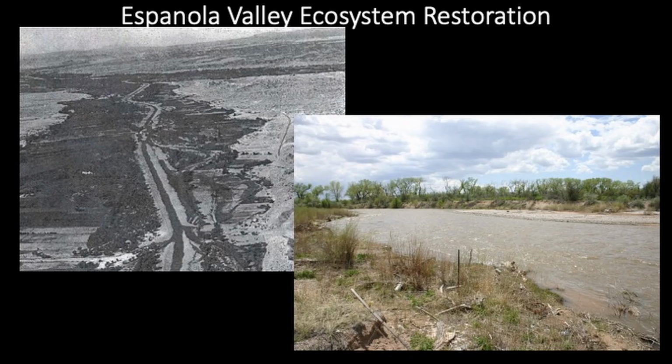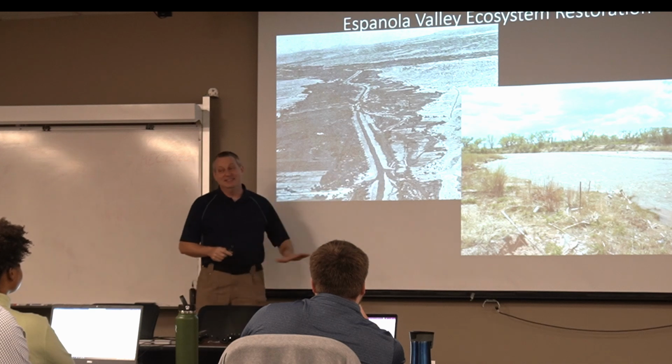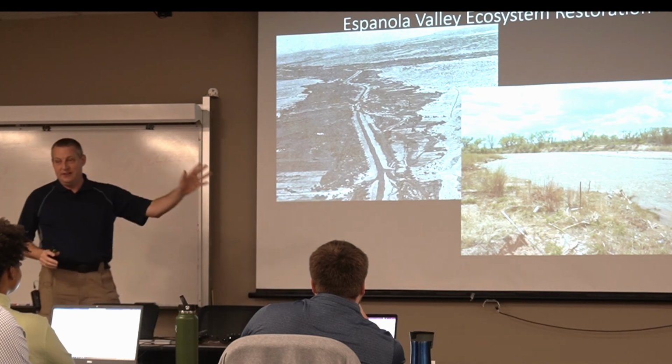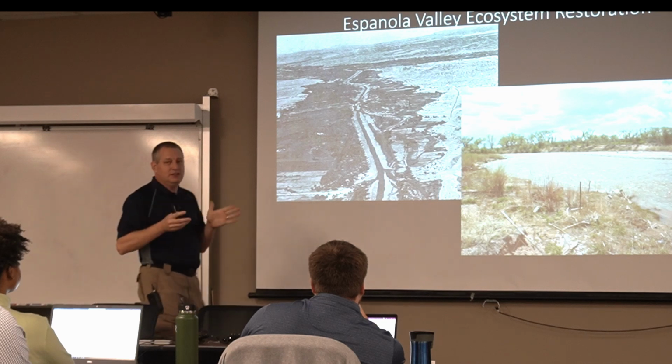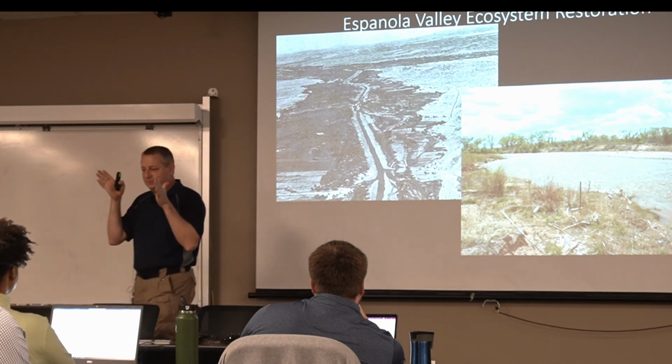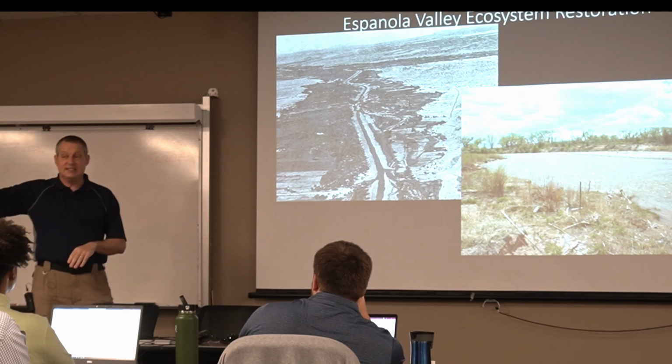And so here's an example. This is the Espanola Valley restoration on the Rio Grande. This was provided by Jonathan Abercon from the Albuquerque district. And the Espanola Valley, just a catastrophe. This thing was straightened. There's lots of gravel mining through here. The channel has incised like 9 feet, and it's completely disconnected from the floodplain.